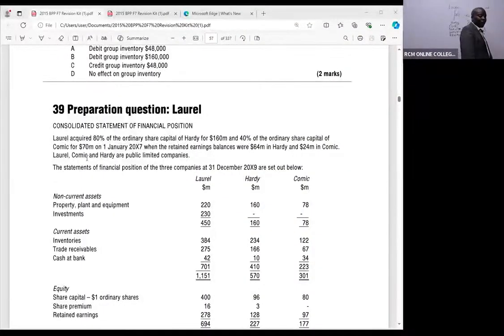Oh, yes. When the retained earnings, you can see, was 64 in Hardy and 24 in Comic. So retained earnings at acquisition, 64, and then retained earnings at Comic were 24. Great examiner. Here I'll get all the marks. Now, ladies and gentlemen, with this, I'll go ahead and lay down the pro forma.